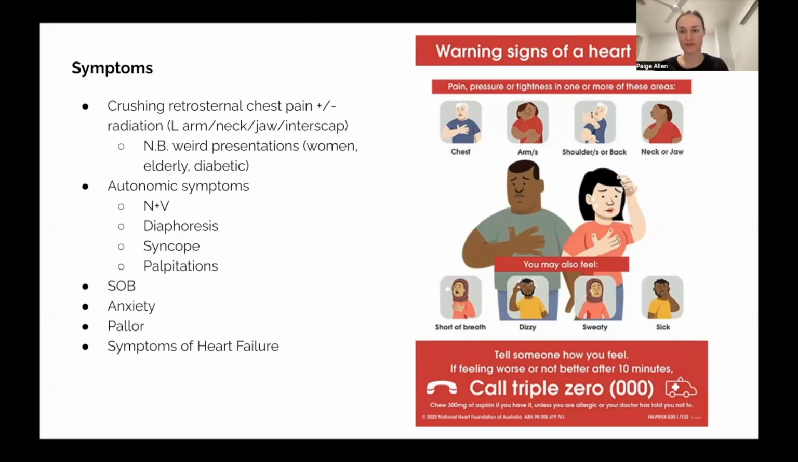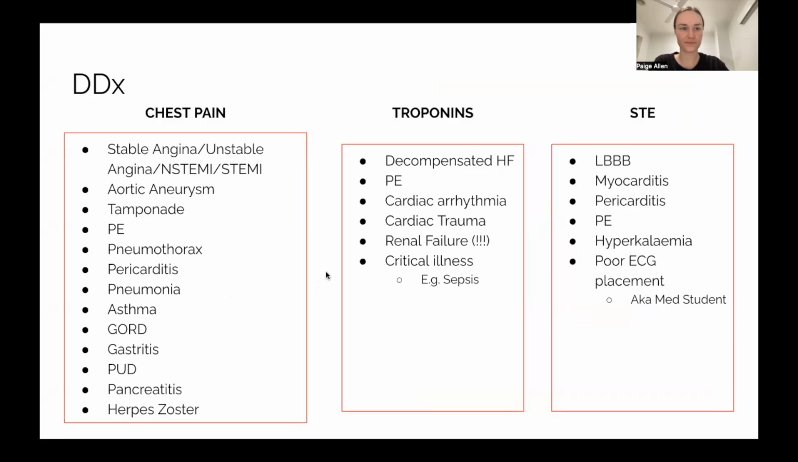That autonomic nerve damage means that nerves such as the phrenic nerve, which normally gives us that left arm distribution for cardiac pain, won't work that way, because the referred pain system is not going to work the same way. You can also get the regular symptoms: nausea, vomiting, diaphoresis, syncope, palpitations, anxiety, shortness of breath, all that sort of stuff. Cool. Here's a nice differentials list.